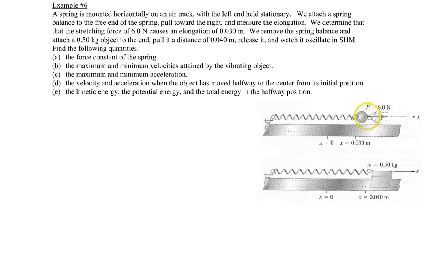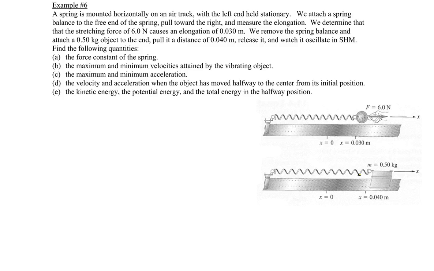Then we remove the spring balance, and we attach a 5 kilogram mass, and we pull it a distance of 4 centimeters, so 0.04 meters, and then we release it and watch it oscillate sinusoidally back and forth, exhibiting simple harmonic motion. And so we're asked to find a number of things.